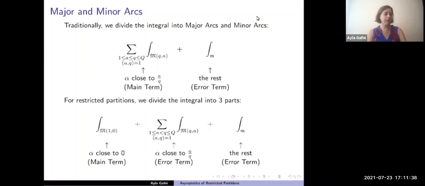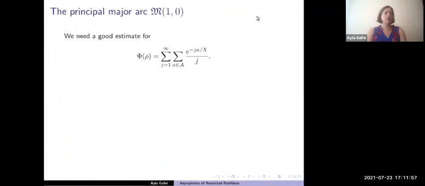We have 3 pieces of the integral, and each of these 3 pieces is going to require a different piece of information about our set A. So I'm going to go through very quickly each of these 3 regimes to see what piece of information it is that we need about A in order to move forward. So let's start with the principal major arc.